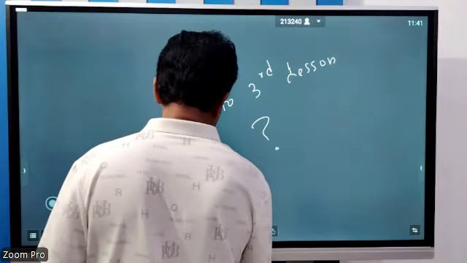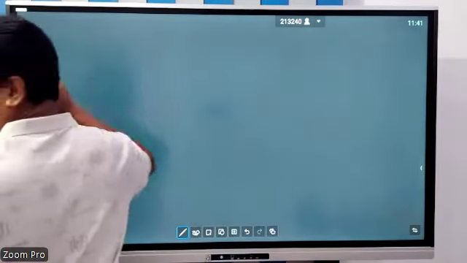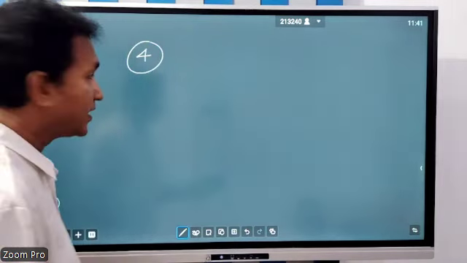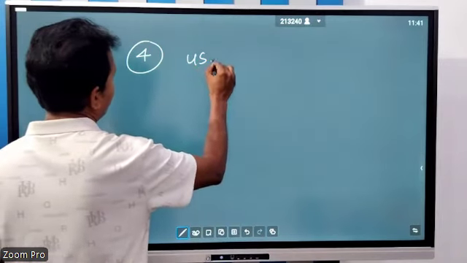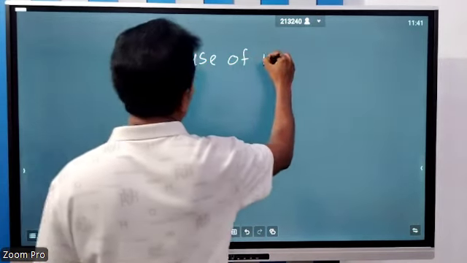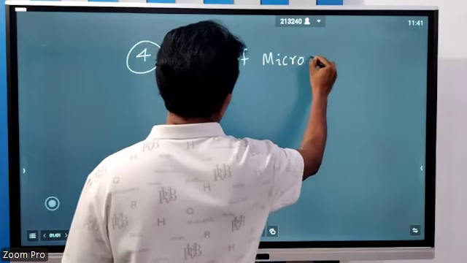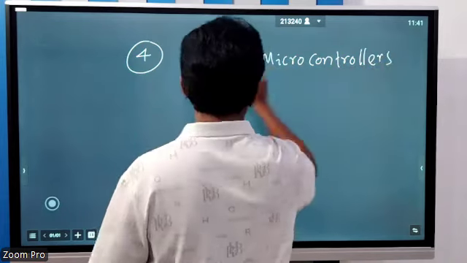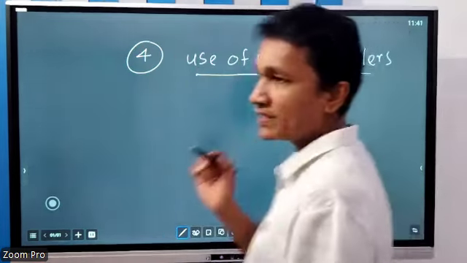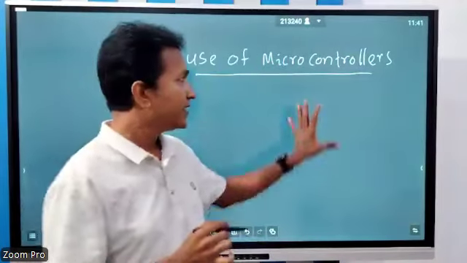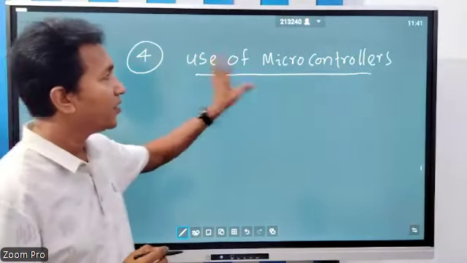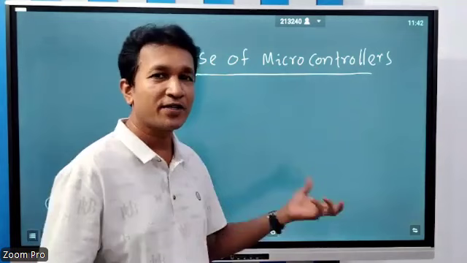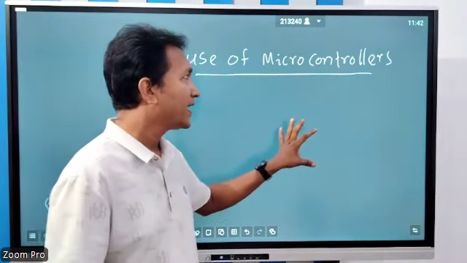Today's lesson is, we are going to discuss the fourth lesson, right? Use of microcontrollers. Now we are going to learn about this. What is the meaning of this microcontroller?